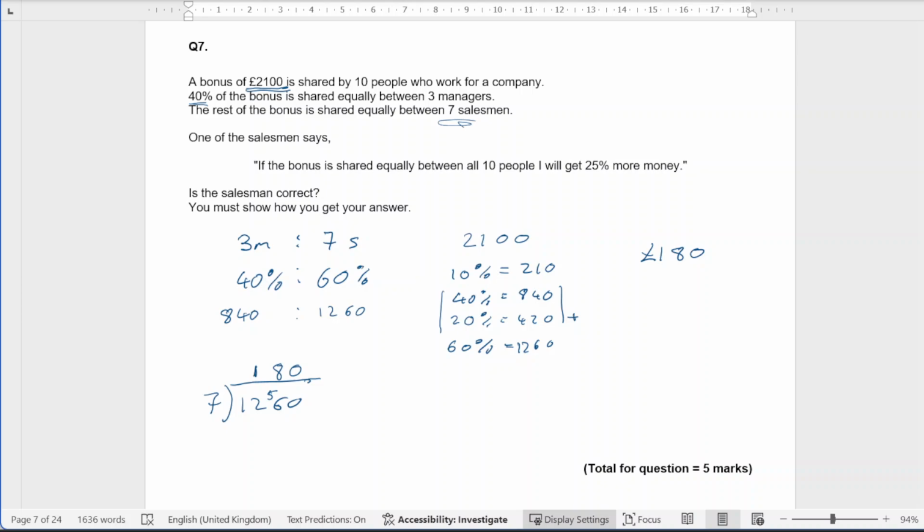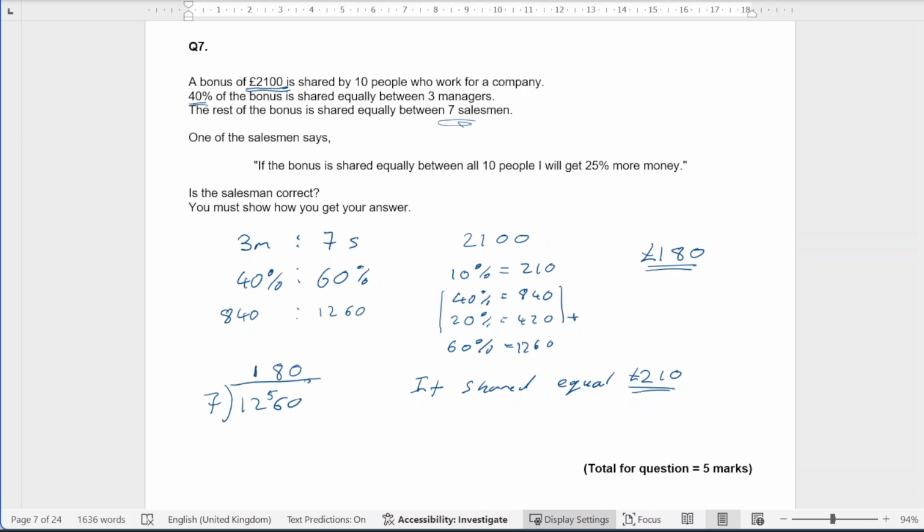Now I'm going to go to this statement. If the bonus is shared equally between all 10 people, I will get 25% more money. If the bonus is shared equally between them all, that's sharing between 10 people. So if shared equally, each person would get £210. By the structure, each salesman gets £180.